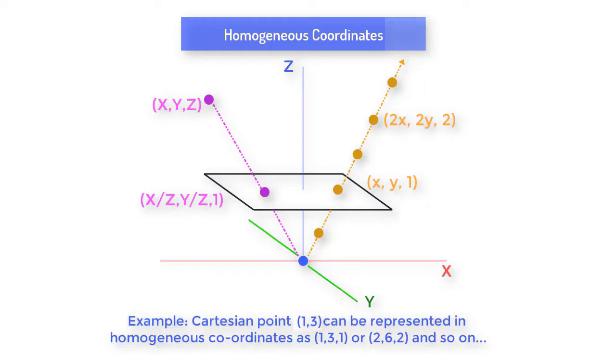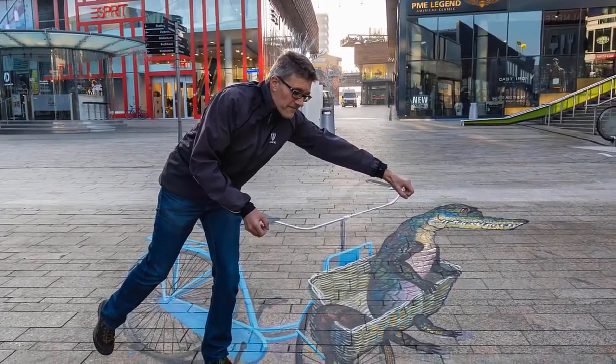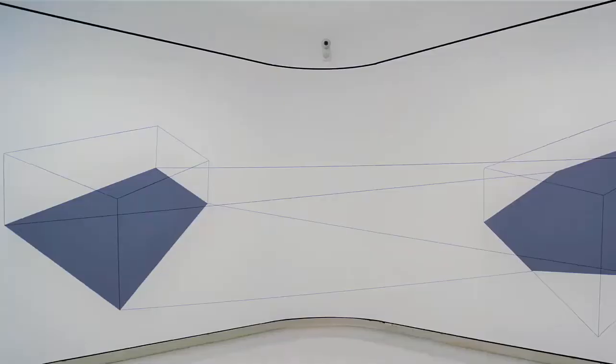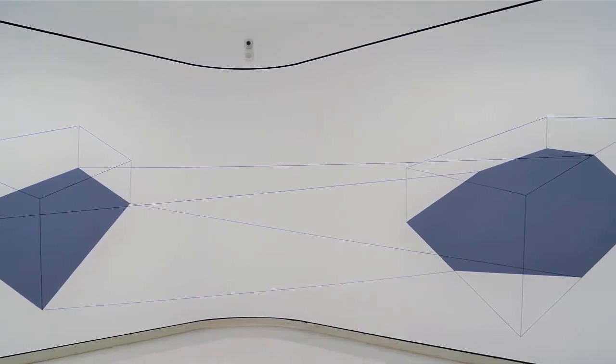Now this gives rise to an interesting correspondence where, for example, the homogeneous coordinates for 1, 3 are 1, 3, 1; 2, 6, 2; and so on and so forth. As all the points on the ray correspond to a single point on the image, you can create visual art which capitalizes on that concept.